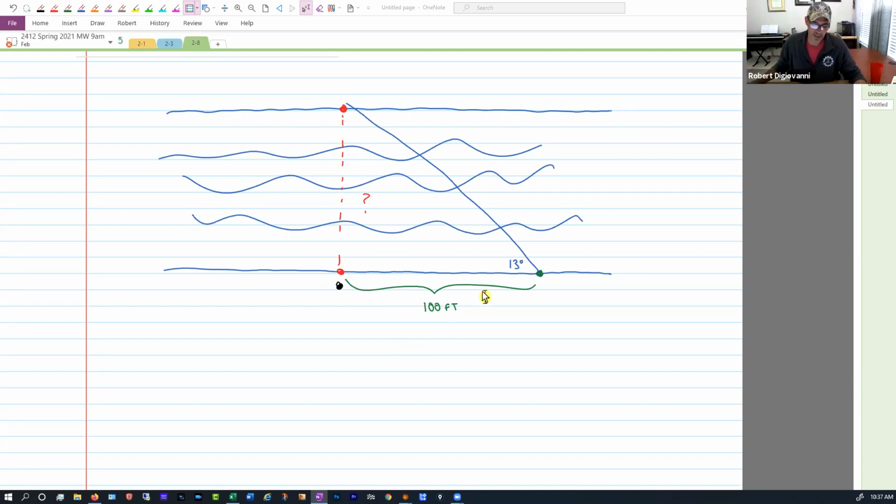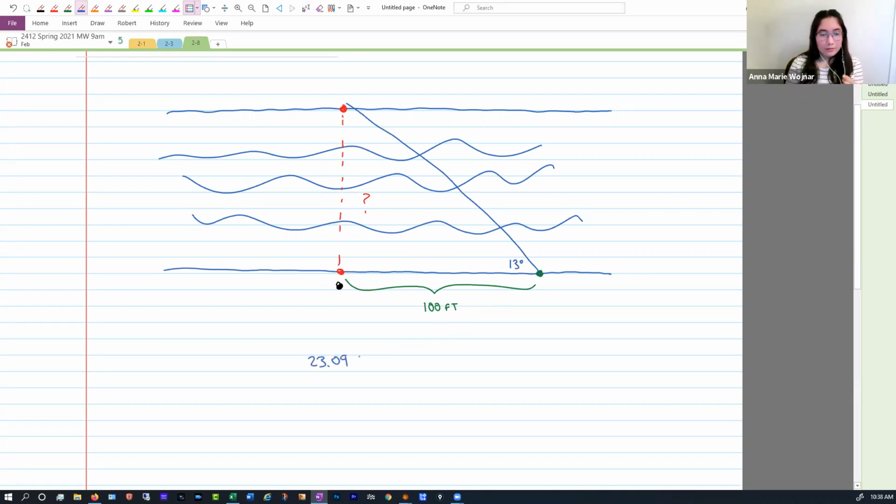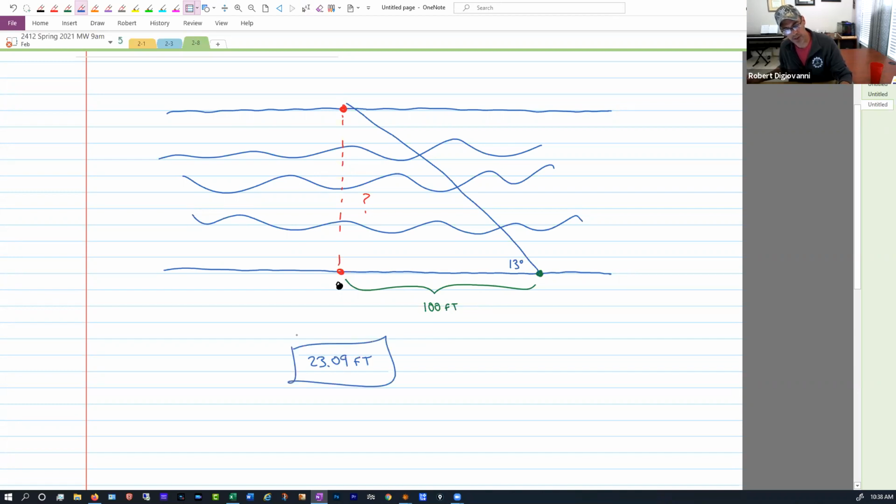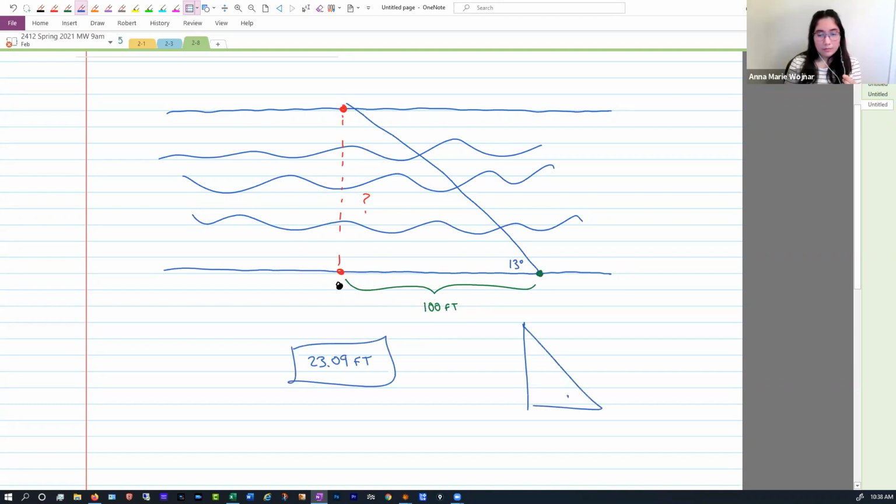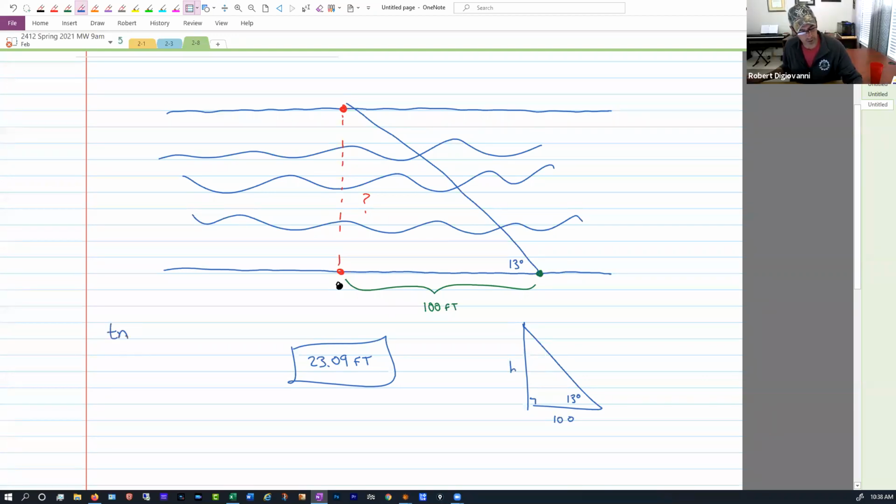If this would have been a bigger angle, then it would have been a much wider river. So what'd you get again? I'll write it down just so we have an answer. 23.09 feet. Okay, so make sure you can get that. We're setting up this equation. We have 13 degrees here. We'll call this H. You call it whatever you want. So we have tangent of 13 degrees equals H over 100. And then you do the same thing.